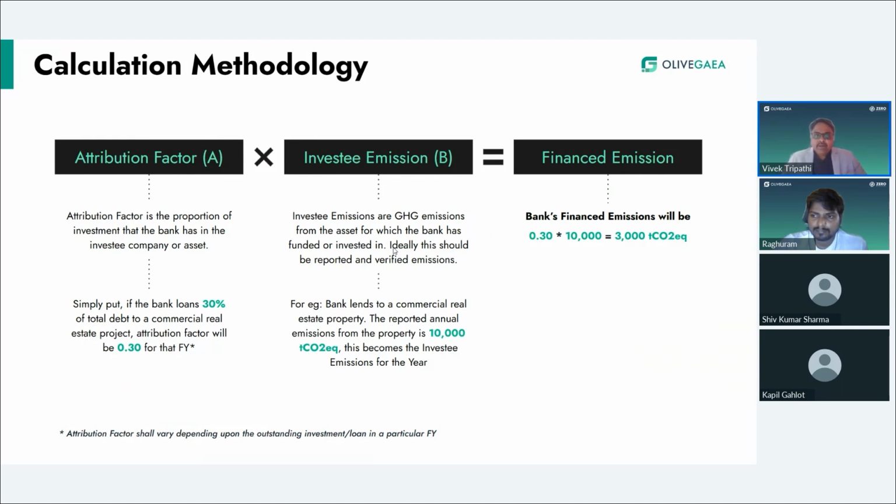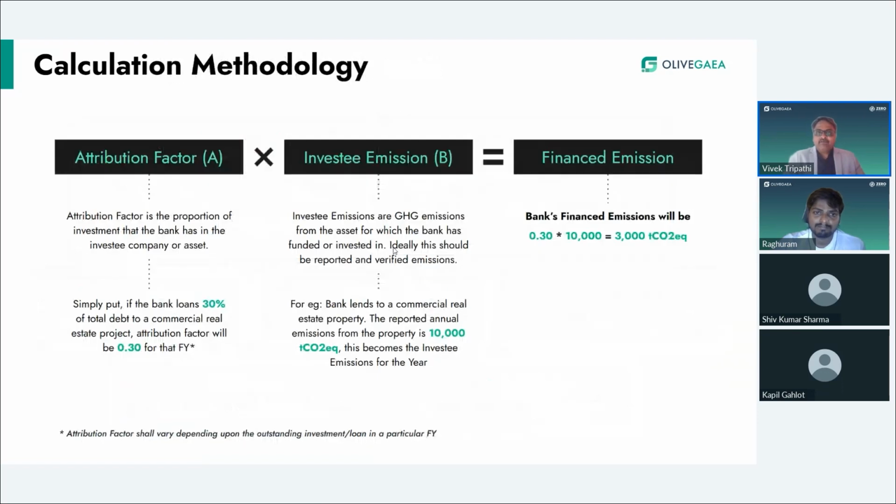So if you look into this same case, the commercial real estate, based on its annual energy consumption, let's say they are emitting 10,000 tons of total emission from that particular commercial real estate. In that case, the financed emission under the bank's total emission under Scope 3 category 15 would be 0.3 into 10,000. So 3,000 tons would be the final effective financed emission, which would be booked under the bank's emission under Scope 3 category 15. So that's how you calculate it.